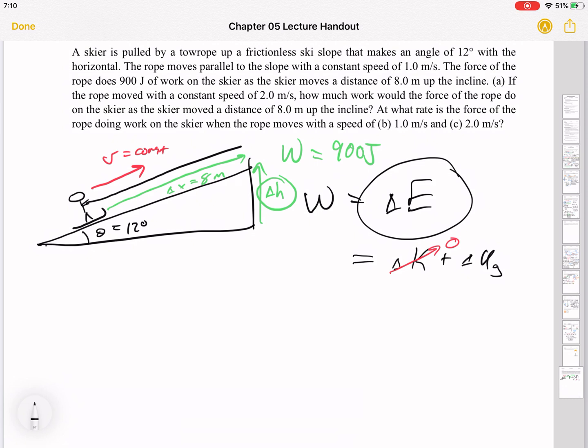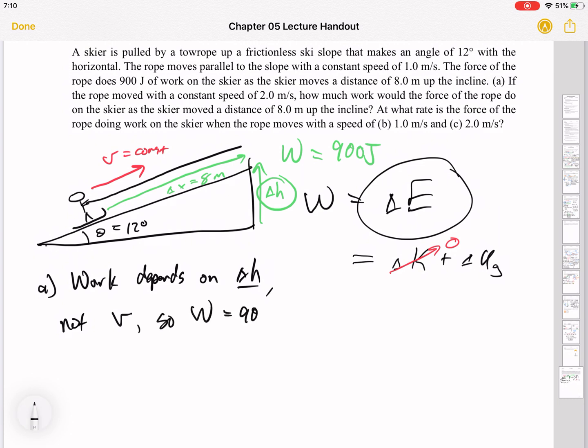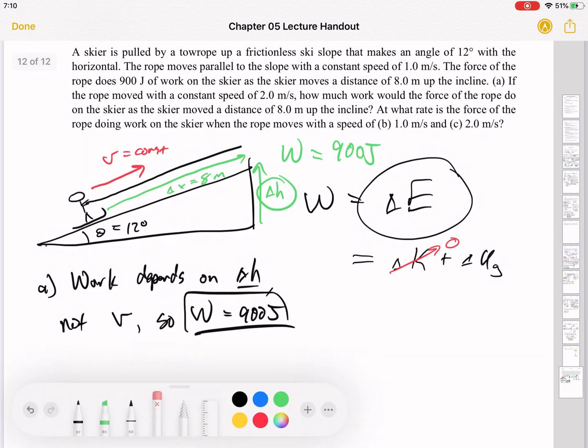So the answer to A is work depends on delta H, not V. So work is 900 joules. We're not changing how we're changing the height. So the work done here is the same as it was at 1 meter per second.